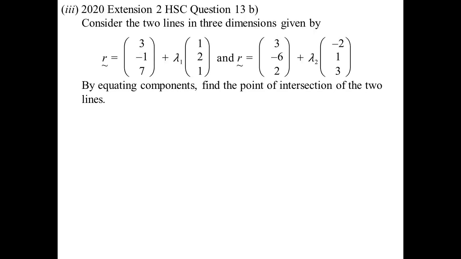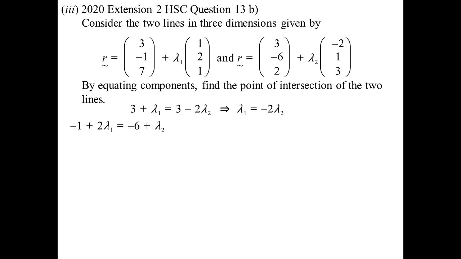Here's last year's HSC question. So first time it was tested, what did they ask for? So they gave us 2 lines. By equating the components, so that's giving us a bit of a hint on how to do this, find the point of intersection of these 2 lines. Again, reading across for the x values, I get 3 plus lambda 1 is 3 minus 2 lambda 2. Well, straight away I can say, well, lambda 1 is minus 2 lambda 2 from that.